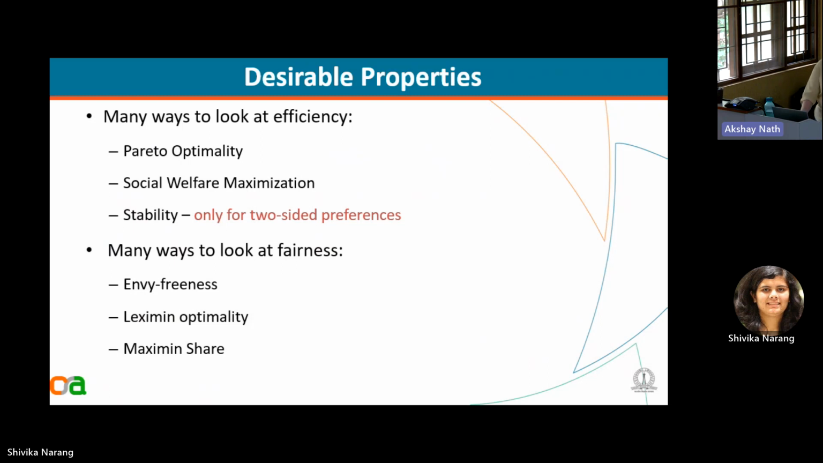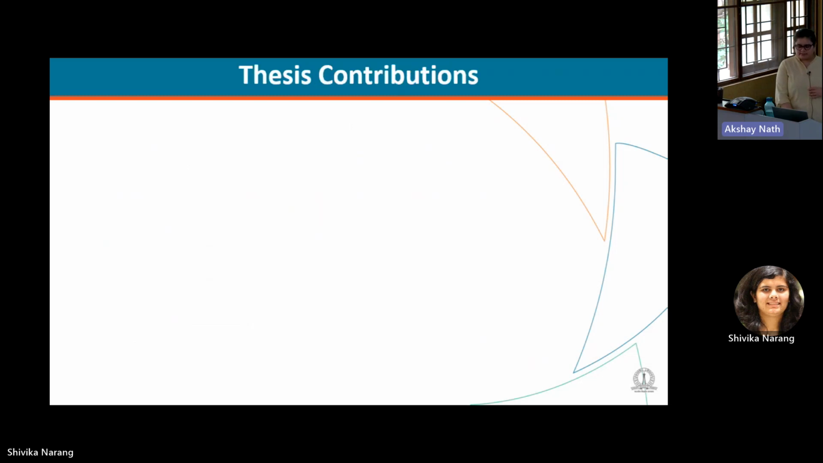And once we have some way of finding efficient matchings and fair matchings, as game theorists, we also want to make sure that we can give incentives to people to report their preferences honestly. So that is called incentive compatibility. So this thesis essentially looks at these different concepts and studies them for different matching models.